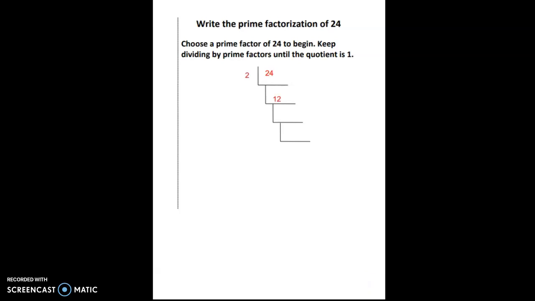We still have an even number, so we divide by 2 again. 2 goes into 12, 6 times. We still have an even number, so we can divide by 2 again. 2 goes into 6, 3 times. We can divide 3 by 3 to get the 1 where we stop. Our prime factorization are the numbers listed on the left-hand side. Again, 2 times 2 times 2 times 3, or 2 to the third power times 3.